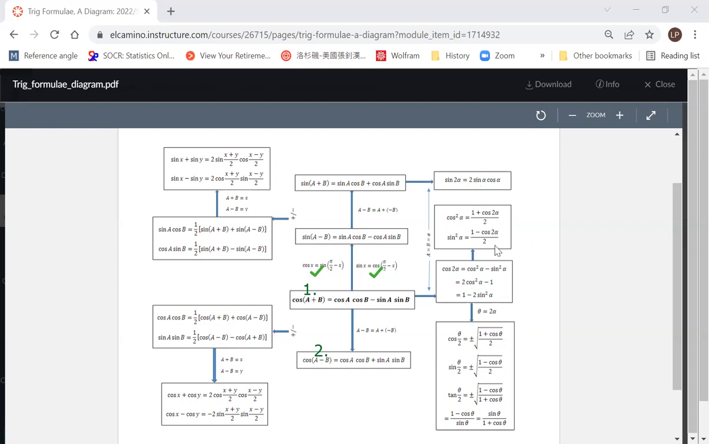And now from the double angle formula for cosine, we not only could get these 2 very useful ones, we can also derive the half angle formulas. So these are the half angle formulas. And so this is the branch on the right.